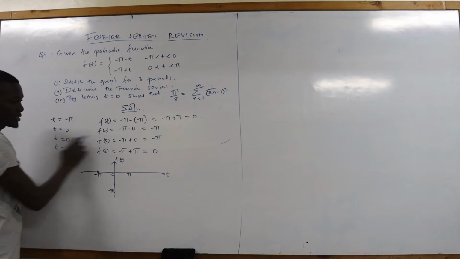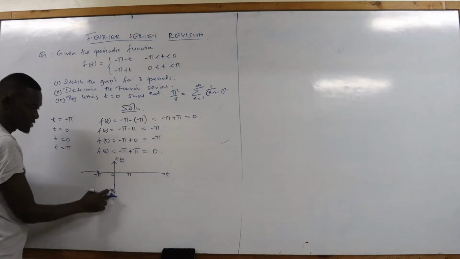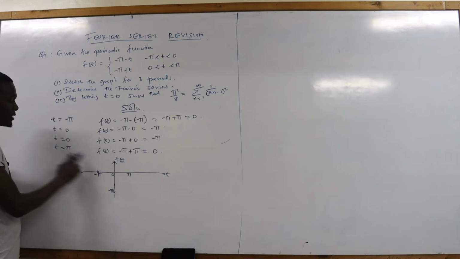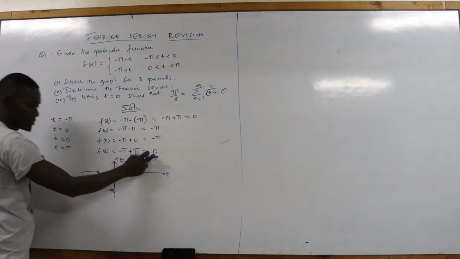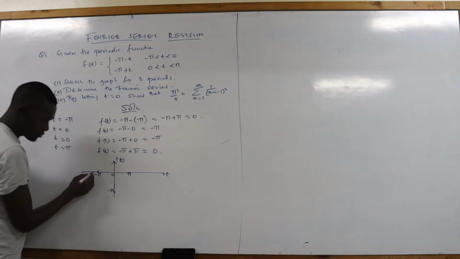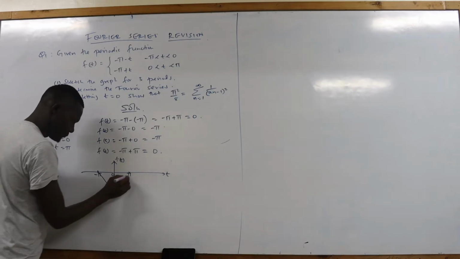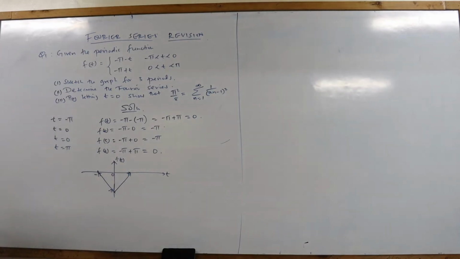Then again, when t is 0, negative pi again, so it will fall on the same point. Then you have pi, 0. When it is pi, your value of y is 0. So therefore, you then join the 3 points. So you'll have a shape like that.